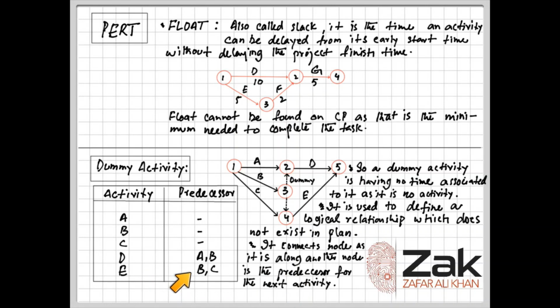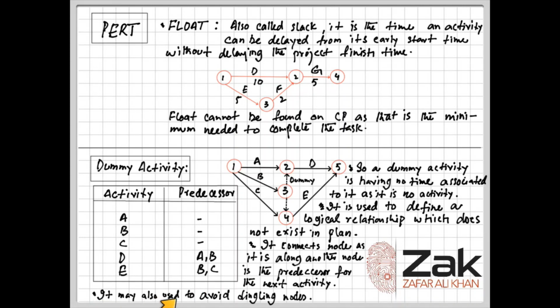As I said, both A and B are the predecessor for D, but they are not actually finishing together at one node. Out of the rules of the PERT chart drawing, it is necessary that if two activities are originating from one node, they cannot both together end on the same node. So we have to make them separate, and they should be ending in different nodes.